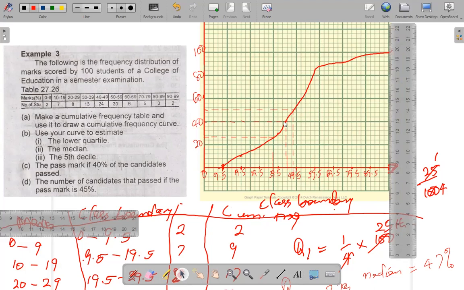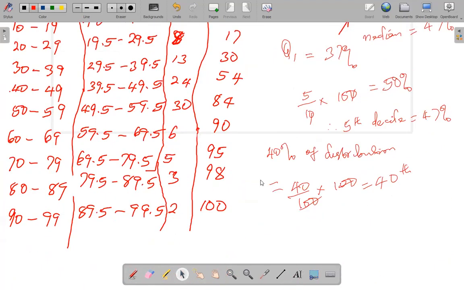So this is 40% down. Now each of these boxes is 2.5. Now I have, this is my 39.5. So I have 2.5, 2.5, which is 5. 5 plus 39.5 is 44.5, which is approximately 45%. So the pass mark is 45%. Pass mark is equal to 45%.